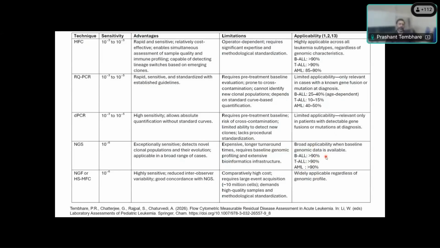Okay, so currently these two techniques are very popular: NGS as well as next generation flow cytometry or high sensitivity flow cytometry. And in selective cases, for a proportion of patients, even qPCR or droplet PCR is used.